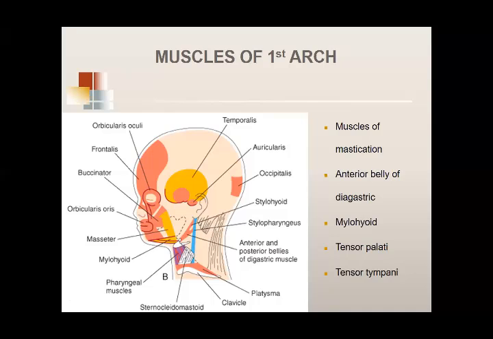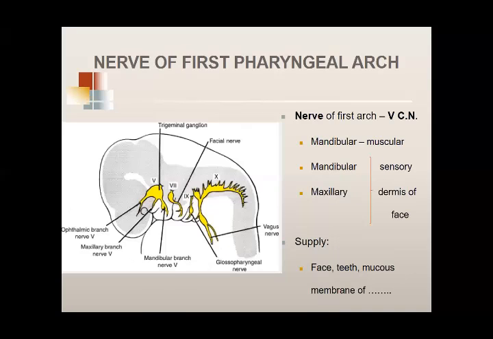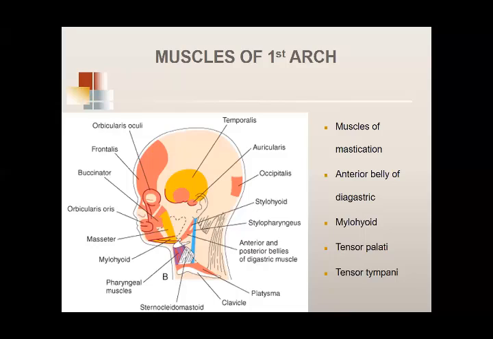You also have the anterior belly of the digastric muscle. This is the digastric muscle. So the anterior belly of this is the mylohyoid. This is the anterior belly of the digastric. Then of course you have tensor palatini, a palatal muscle, and tensor tympani. This is a muscle of the middle ear cavity. All these are muscles of the first arch, developed from the first arch.